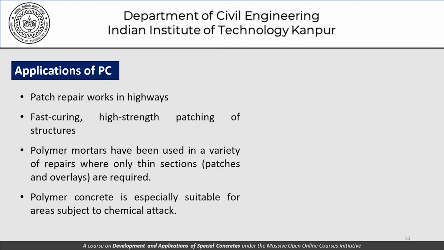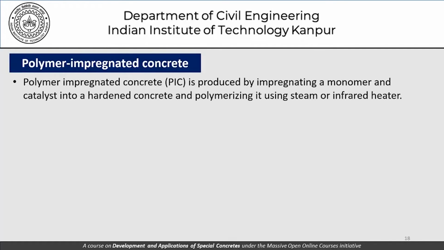And now we move on to polymer impregnated concrete, that is the PIC. Now the polymer impregnated concrete is produced by impregnating a monomer and a catalyst into a hardened concrete and polymerizing it using steam or infrared heater. So what we do is, to a normal hardened concrete, we impregnate it with a monomer and catalyst and then induce polymerization by using steam or infrared heating.